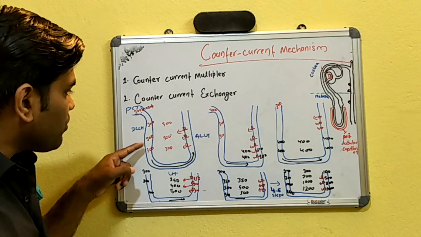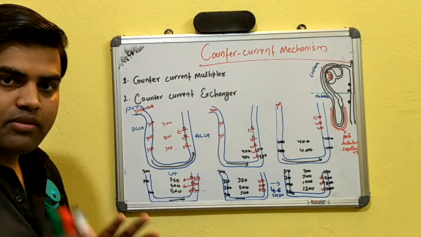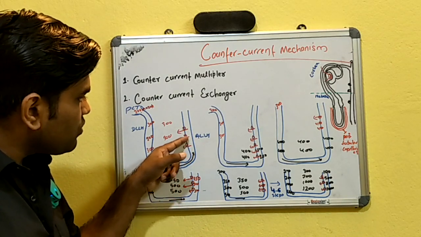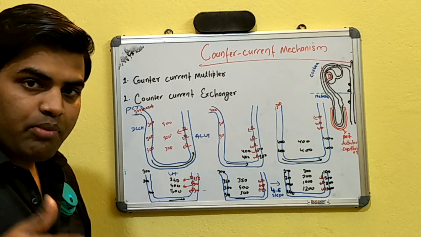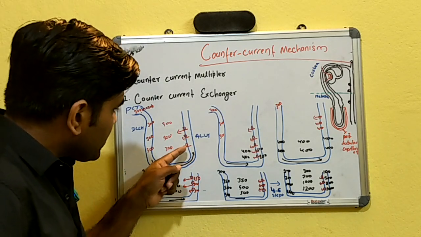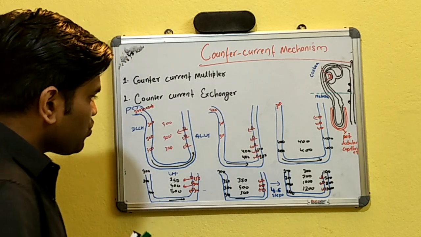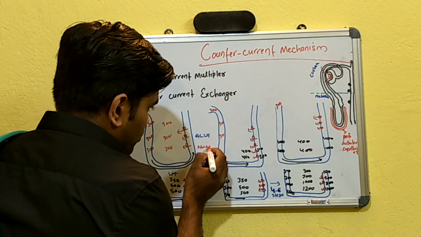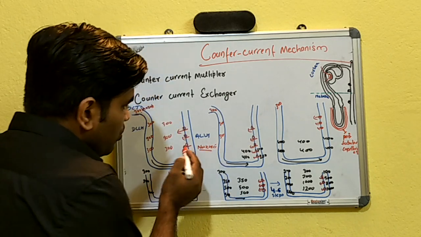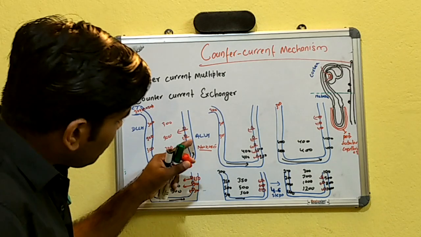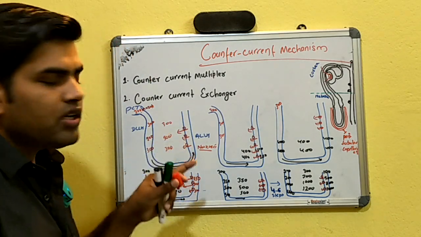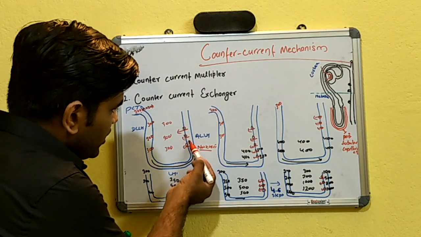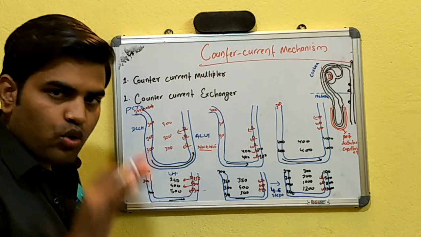Okay, but when it goes down the thick ascending loop of Henle, it also remains 300. So when it goes up into the ascending loop of Henle, what happens? This ascending loop has the sodium-potassium-2-chloride pump. This pump will pump solutes out from the thick ascending loop of Henle into the cell and finally into the interstitium. So now the osmolarity of this part becomes low, hypotonic.